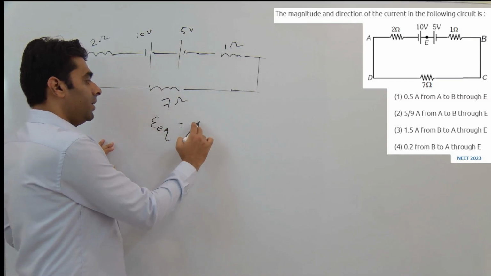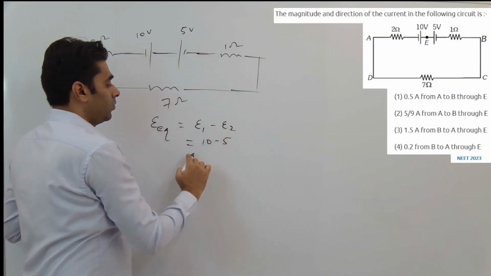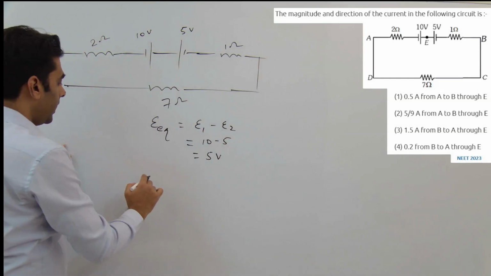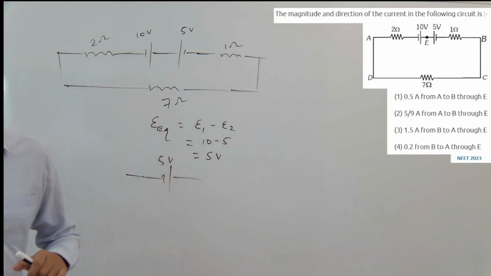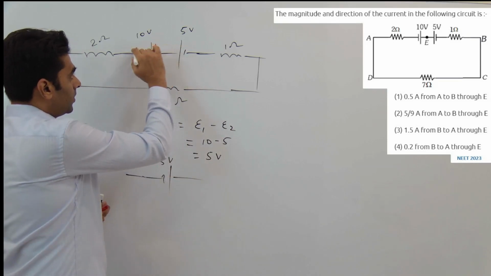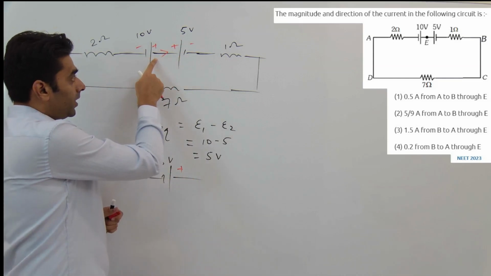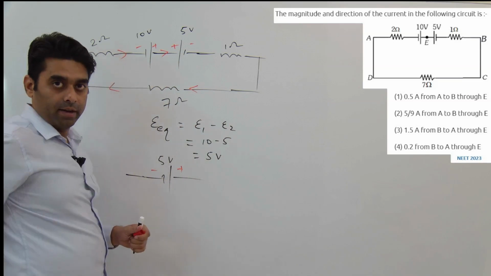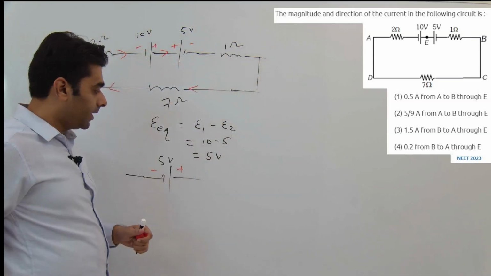E equivalent can be written as E1 minus E2, which becomes your 10 minus 5. So it's 5 volt. Ultimately, all this we can redraw, this will be 5 volt E equivalent. As we can notice, according to this the polarity will be decided. This is positive, negative, this is positive, negative, and the current will be flowing from positive terminal to negative terminal in the conductor according to the larger EMF cell. That means current flow will be clockwise, this will be the direction. Fine.